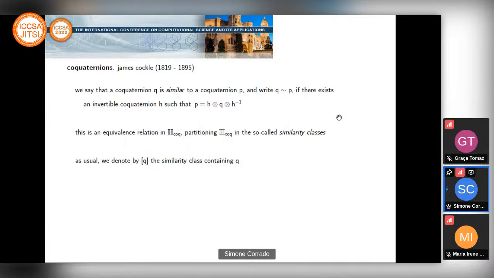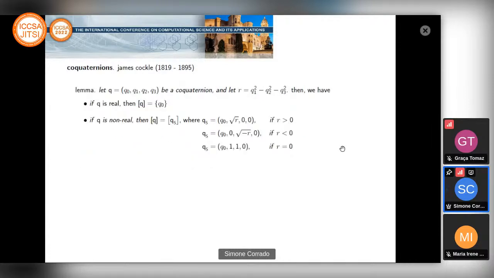We can define an equivalence relation in H coq just by saying that Q is similar to a coquaternion P if there is an invertible coquaternion such that P is given in this way from Q. This is an equivalence relation partitioning H coq in the so-called similarity classes. We have here the notation for the similarity class containing Q.